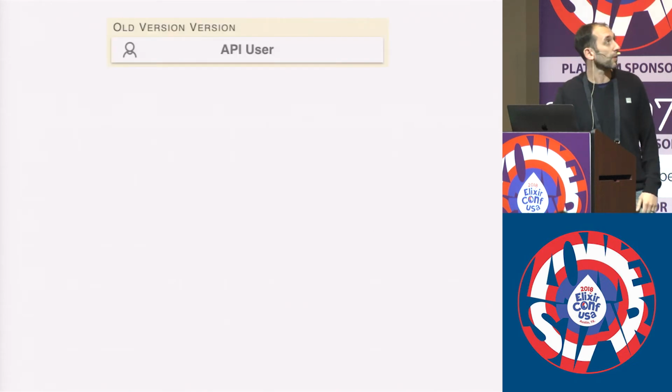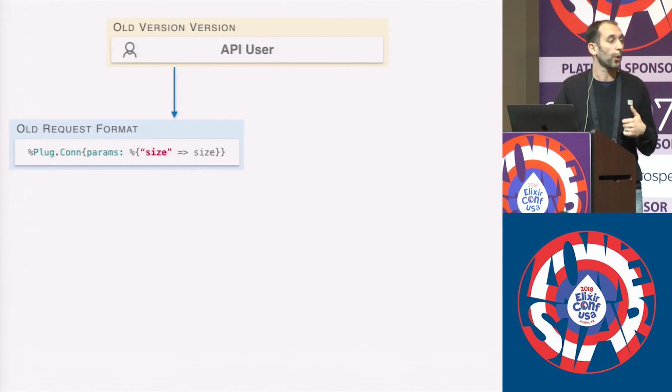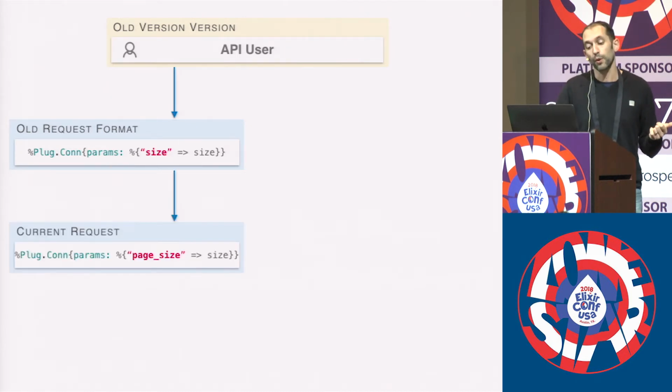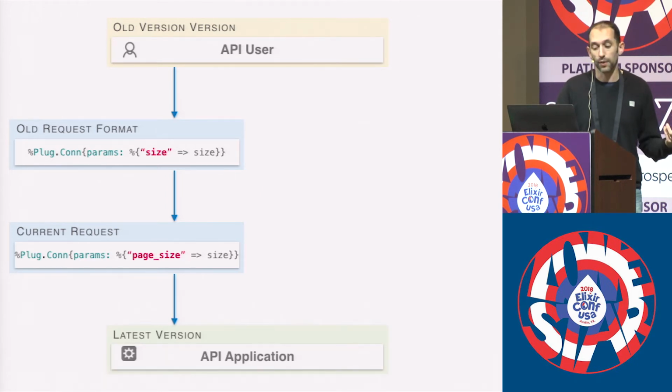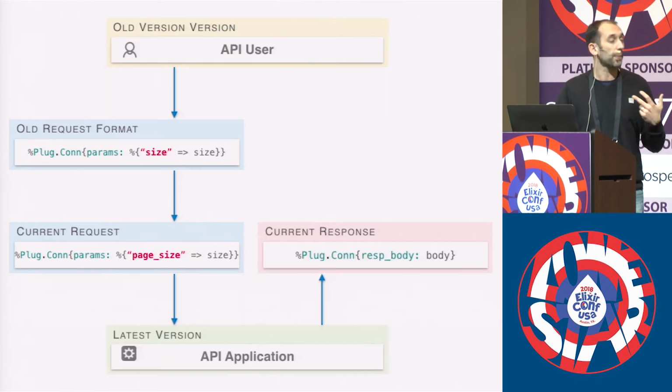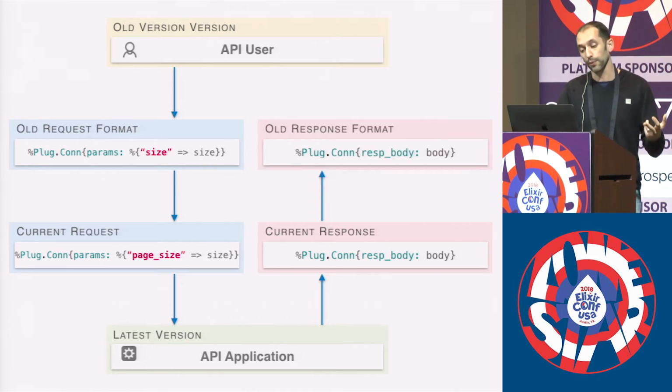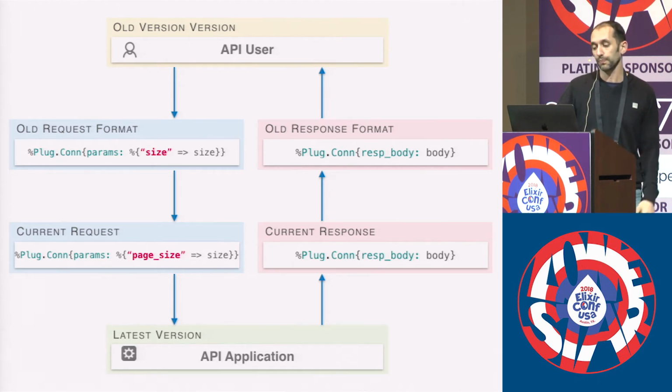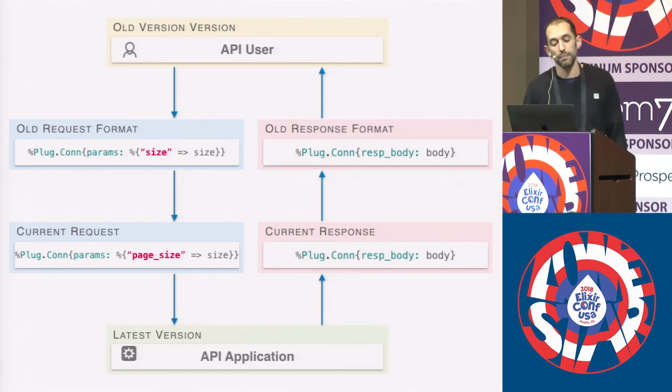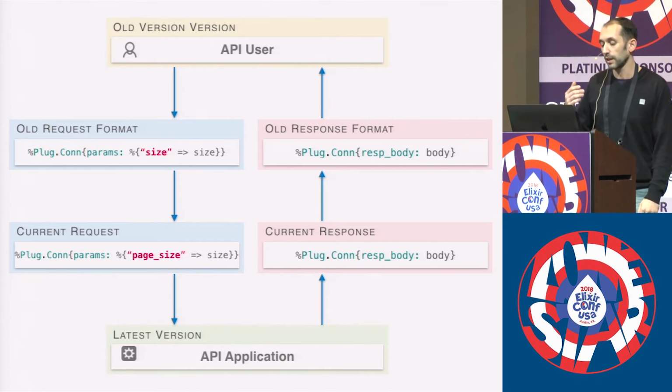Just recapping the flow, we have our user running on the old version. They make a request in the old format. We transform that from the old format to the new format, and it comes into the application at the latest version. The application returns a response in the latest version that gets transformed back into the old format and back to the user. So again, the user is running a different version to the API, but we're just transforming the differences in between. Okay, so obviously having a plug for each one of these changes can be hard to manage.